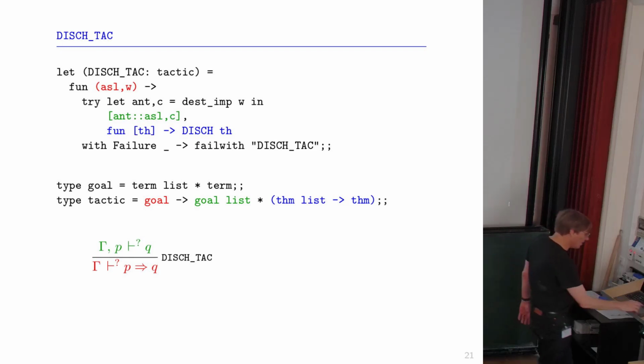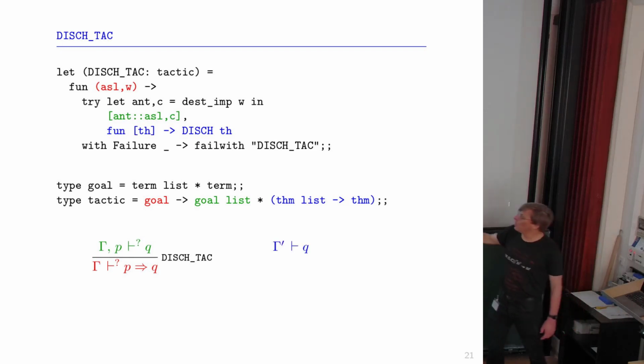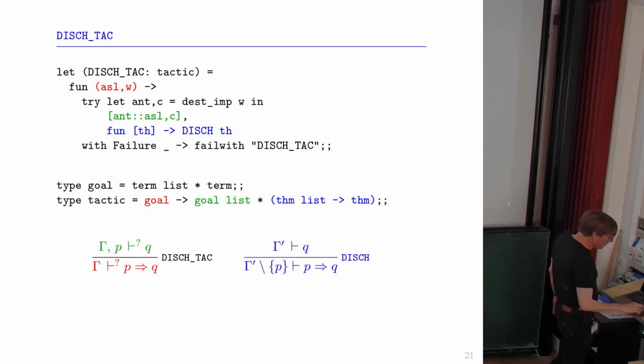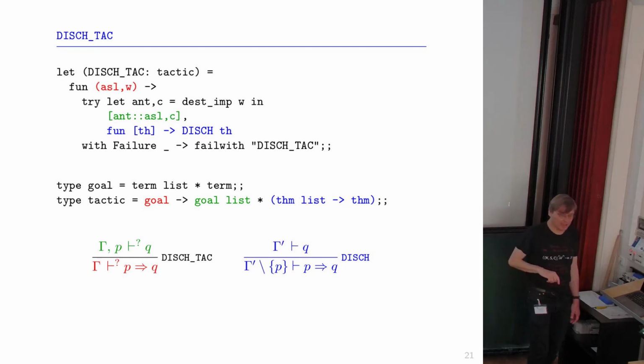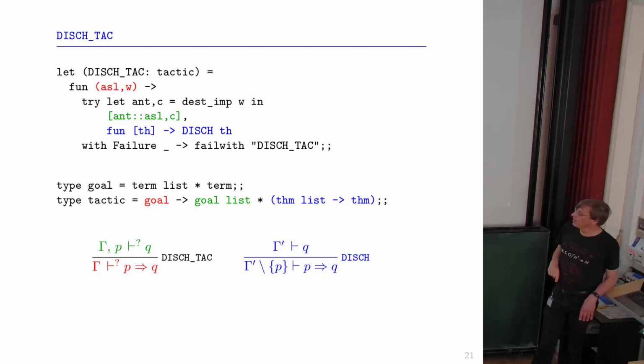And then, during the running of this, some other function in this chain of functions will tell me, oh yes, I proved Q for you, because that's what you asked, with some context gamma prime that I'll talk about later. And then you run the discharge function. So this is implication introduction top down, just like with the anti-sim thing.